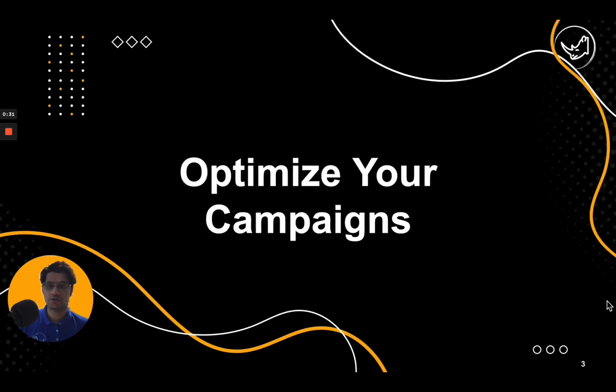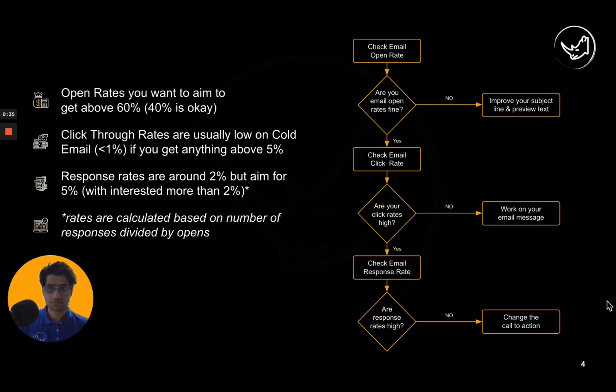Let's first talk about campaign optimization, which is a big question I get asked quite a bit. I found that this diagram tends to work the best, which will help you understand when you need to change a very specific parameter. So let's break it down. Let's talk first about open rates. Open rates are a little bit about subject line, personalization, or your preview text.